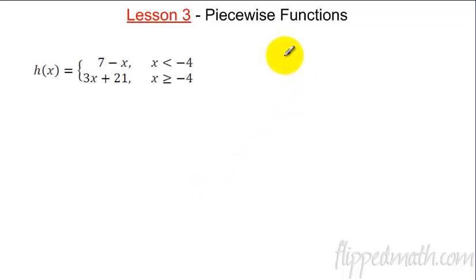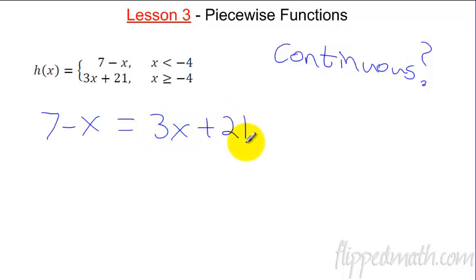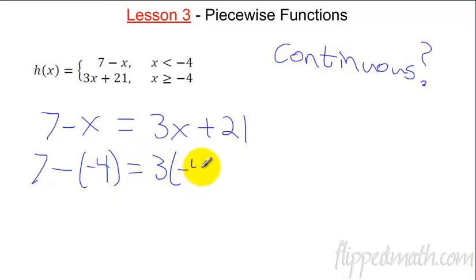Okay, and the last thing we're doing is we're going to check and see if this thing is continuous or not. The way we figure that out is we take the first piece, 7 minus x, and see if it equals the second piece. They have to have the exact same y value. If they have the same y value, then we're good. So at what x value are we checking that? It is at negative 4. This is how you show your work on this, so make sure you're showing work.